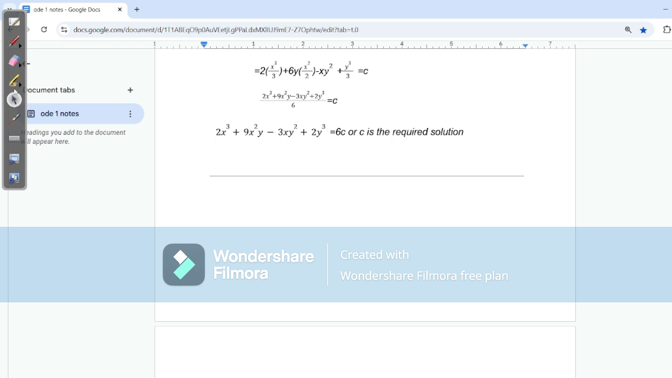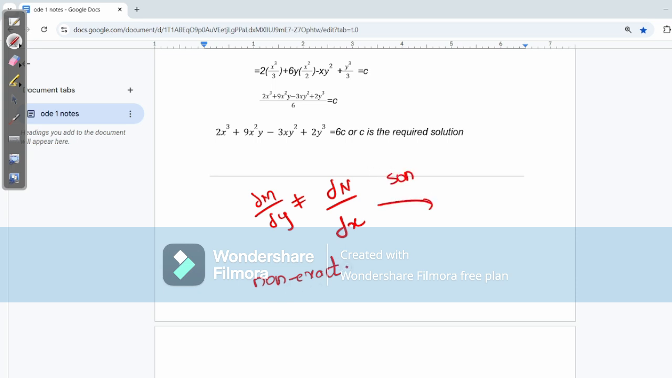Now in some cases the equation may not be exact, meaning ∂M/∂y is not equal to ∂N/∂x. Okay, in some cases ∂M/∂y will not be equal to ∂N/∂x. It is called non-exact. Okay, now we have to multiply something to get this equation exact, so that ∂M/∂y = ∂N/∂x.